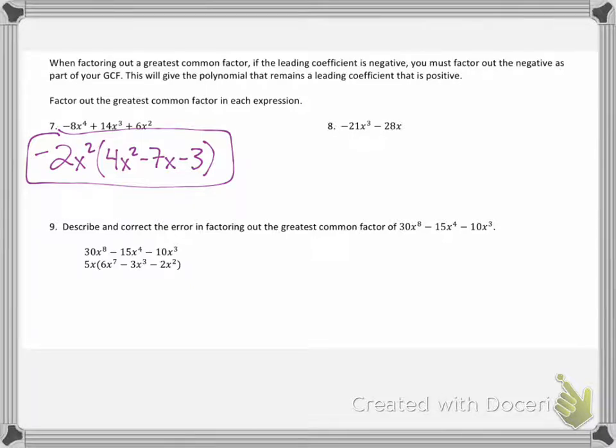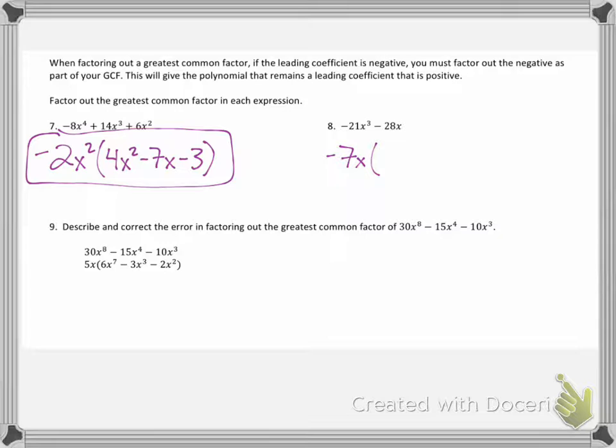Same deal in number 8, negative 21x cubed minus 28x. Take out the biggest number you can of each term. 7 is the greatest number that will divide out. You have an x cubed and an x. X is the lower of the two powers. That's what you can take out. My leading coefficient is negative, so I'm going to take out a negative with my 7x.